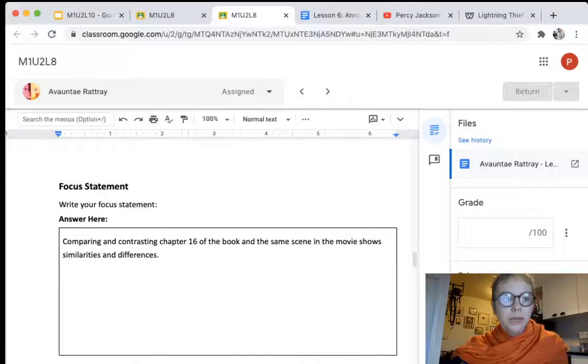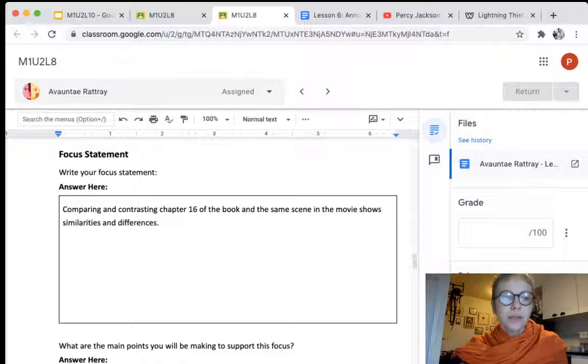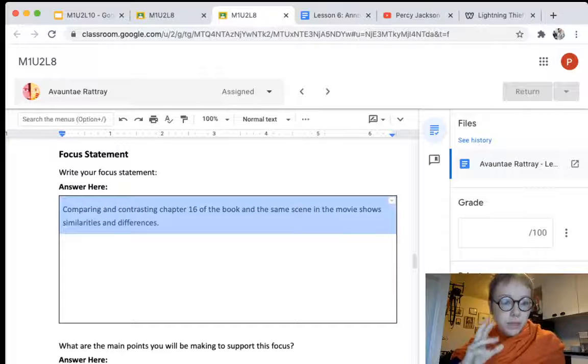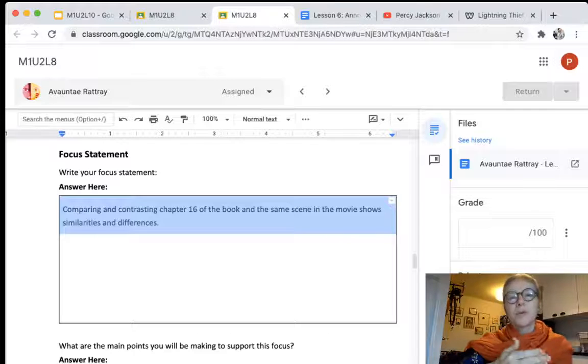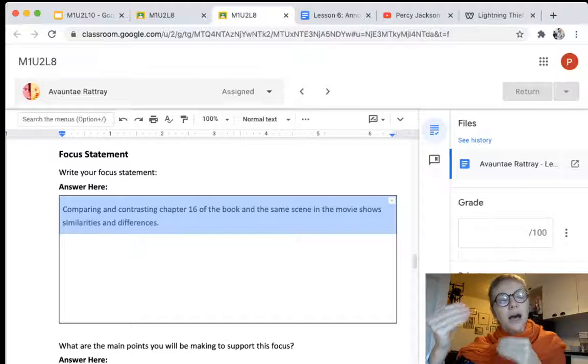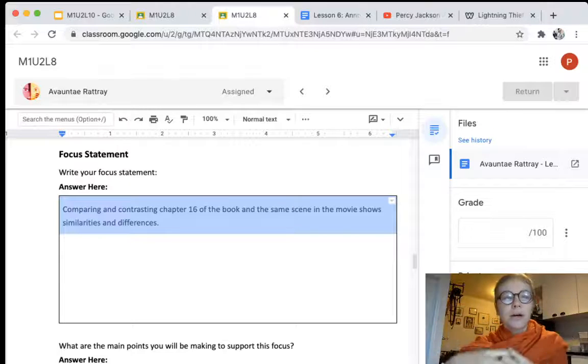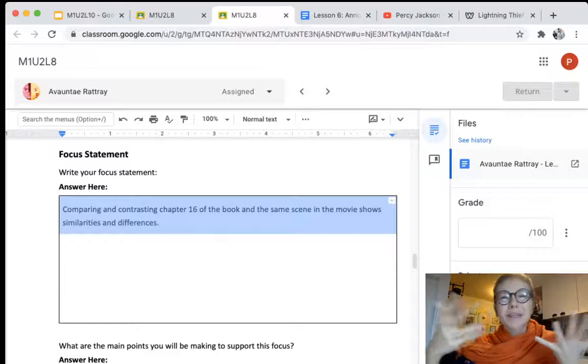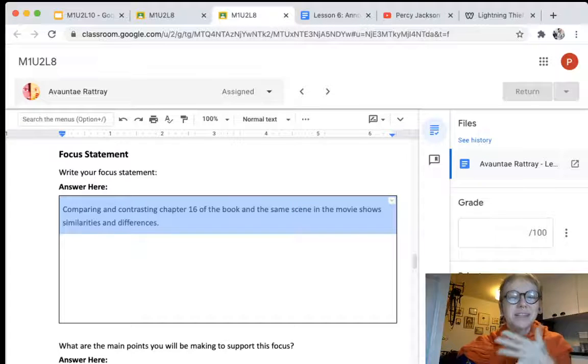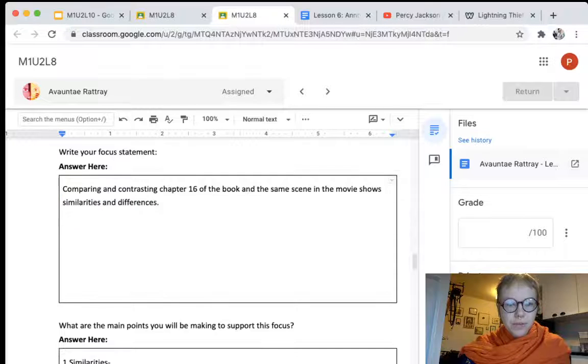And then again, you're restating your focus statement. So this is your claim. In this part, this is where you really want to hone in and say, I'm arguing this in my essay. So a comparison of chapter 16 of the novel and the film shows a lot of similarities and differences. However you want to write it, that's going to be where you're putting your focus statement.